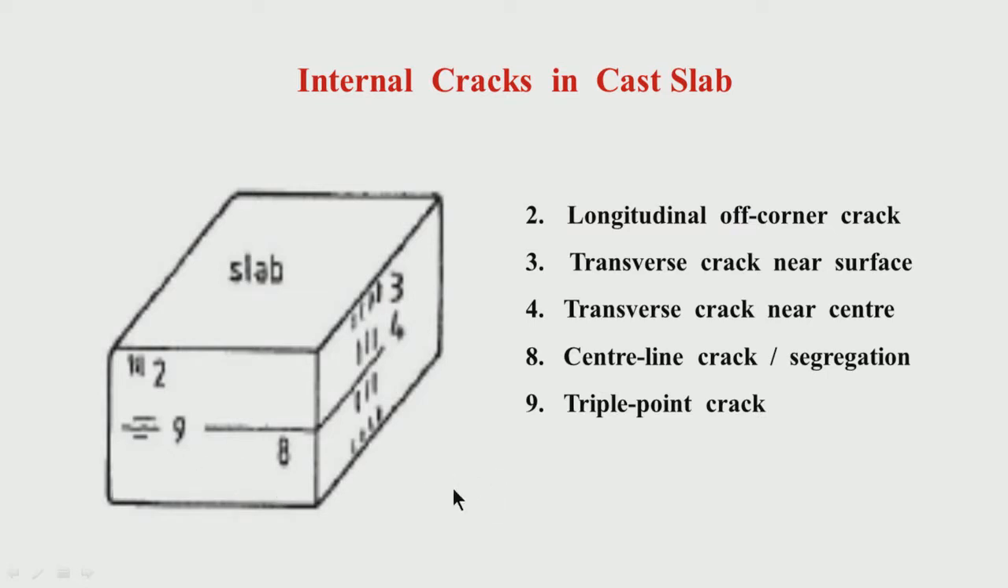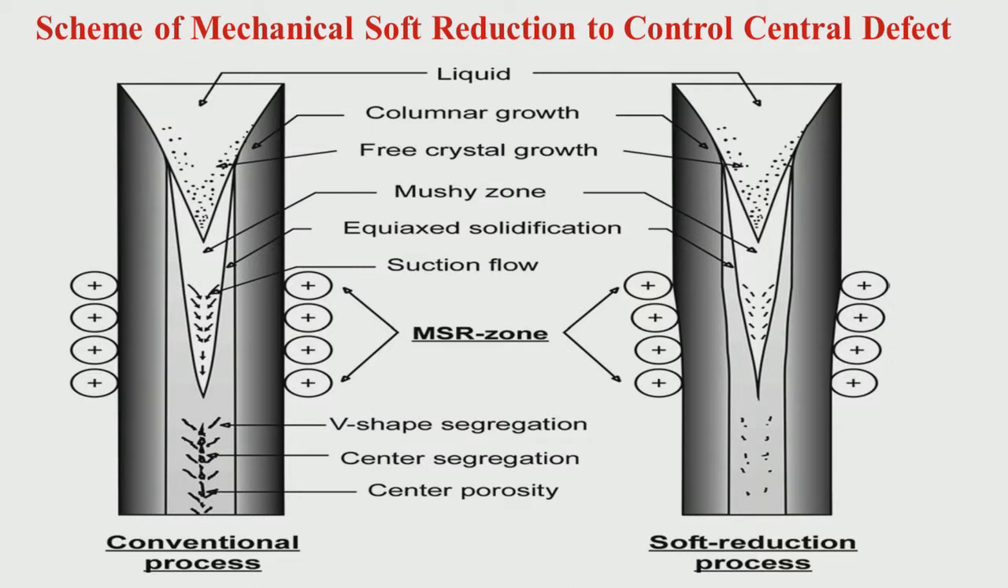So what do we do? This is a very important defect. This is a very typical defect for cast product, and for certain applications you do not want a crack or heavy segregation at the center. So additional precautions will be necessary to control the incidence of this crack and segregation at the central line, at the central location. What is that? This is called mechanical soft reduction.